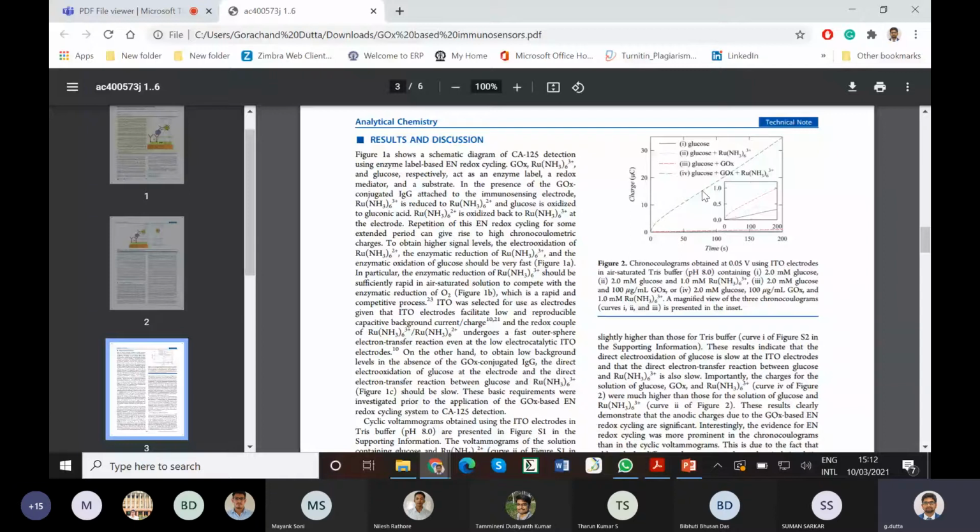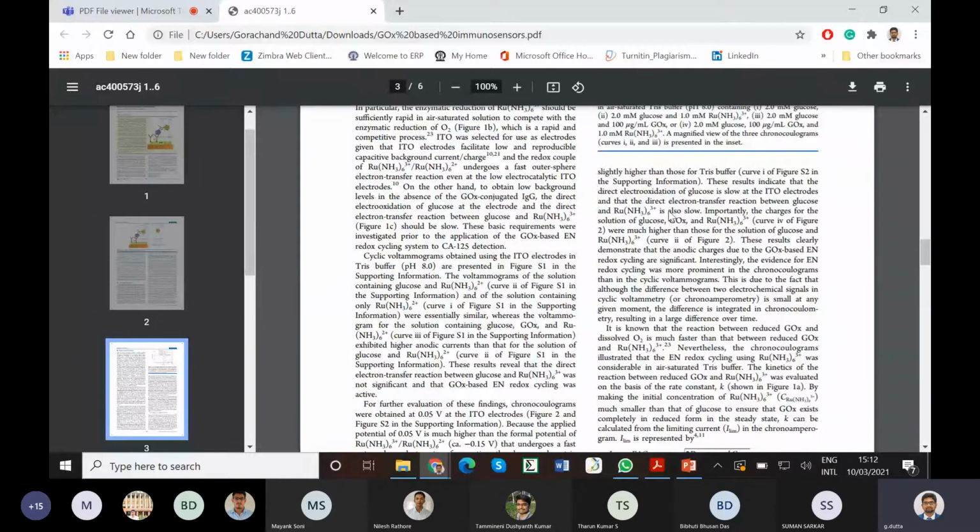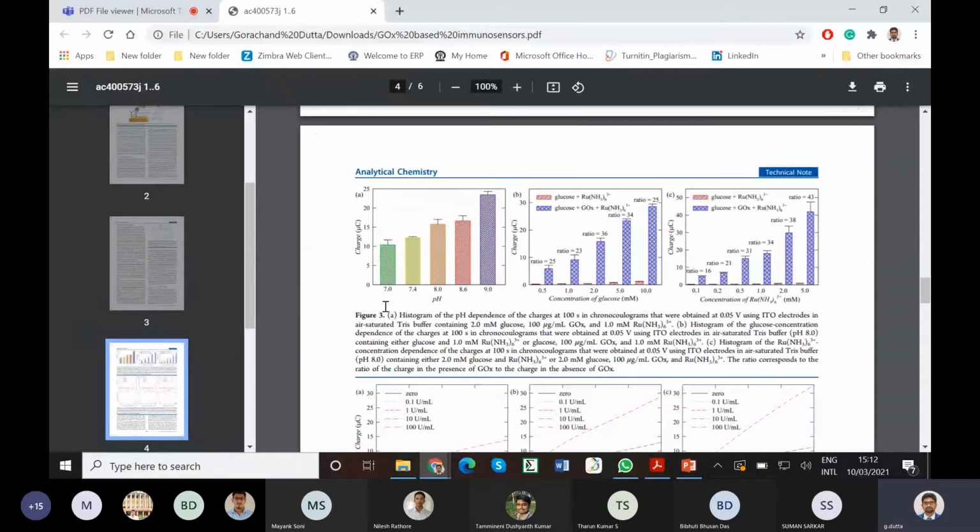Then after that, maybe it is not clear to you, then leave it. So they use chronocoulometry, that you can understand. Then go back, then go and check their image. Oh, they actually optimize the pH, they optimize the glucose concentration, they optimize the ruthenium concentration.